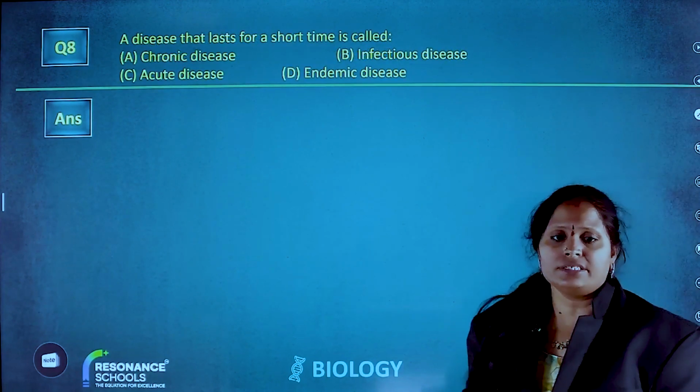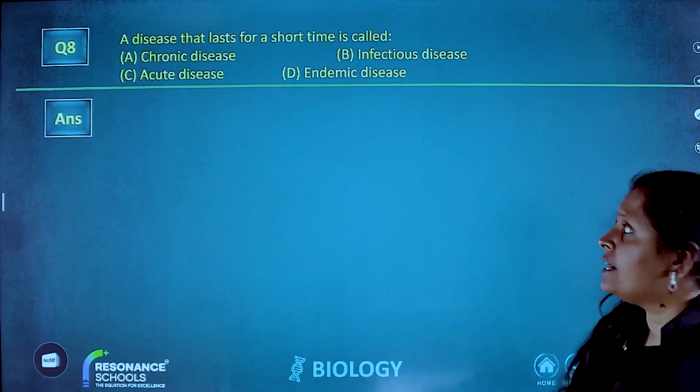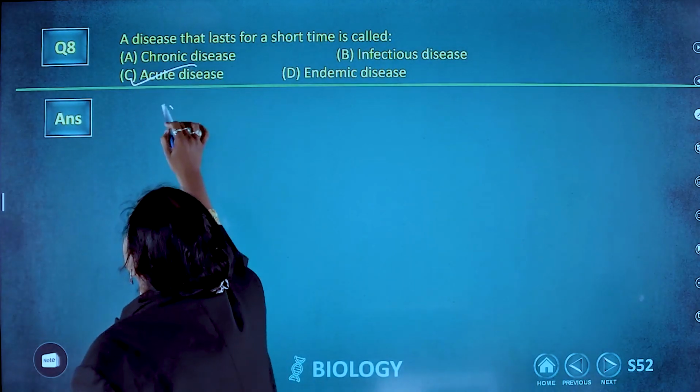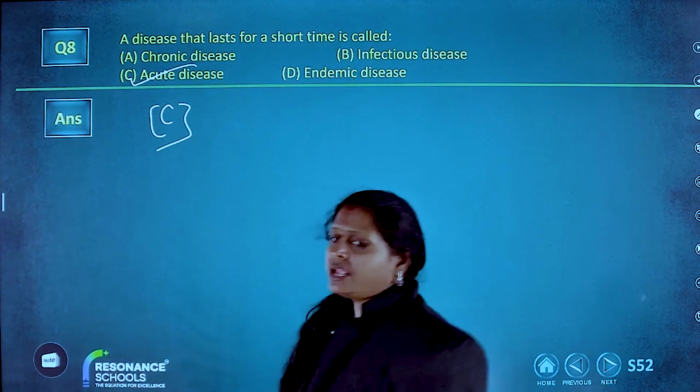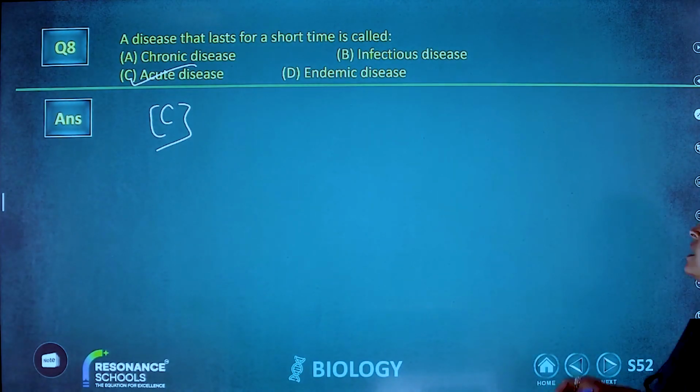A disease that lasts for a short time, what do we call it? We call it acute disease. The disease which lasts for a short time, we call it acute disease.